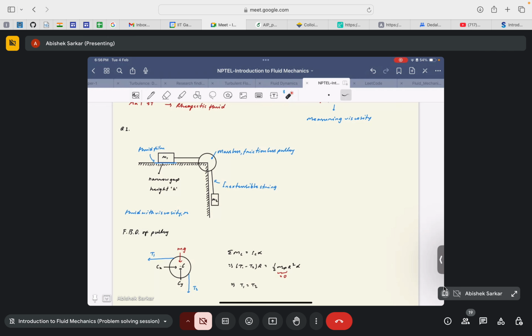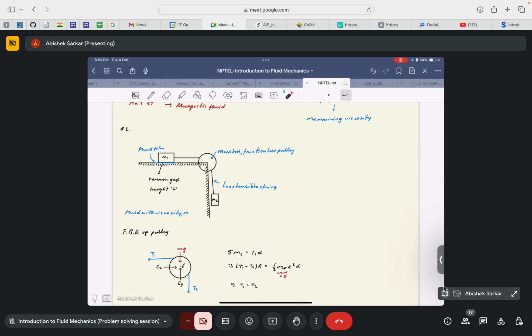Now, half mp r squared is the moment of inertia with respect to this central axis C, and since the mass of the pulley is 0, (T1 minus T2) times R would be equal to 0. Since R is not equal to 0, it would basically imply that T1 is equal to T2. That's the first conclusion that we get if we consider a massless pulley.